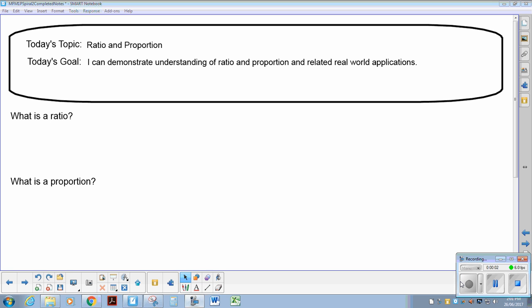Hello, welcome to the 7th lesson in Spiral 2, and we're looking at ratio and proportion. And the goal is I can demonstrate understanding of ratio and proportion and relate them to real-world applications. So what is a ratio?